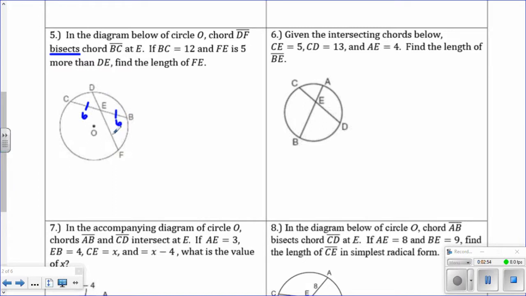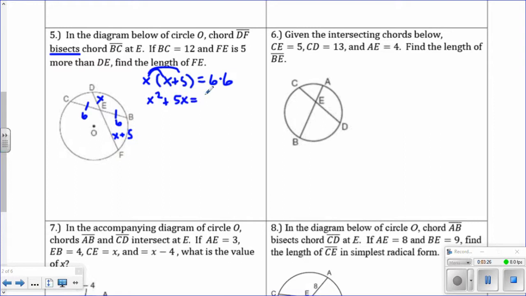FE is 5 more than DE, a little algebra here. 5 more than DE is X plus 5, which means DE is just X. Let's multiply piece by piece. We have X, that piece, times, and we put parentheses because the rest of that chord is a binomial, so we need parentheses because we're going to have to distribute. The other chord's two pieces are 6 times 6. Distributing, we get X squared plus 5X.